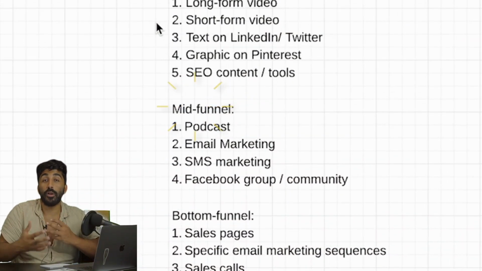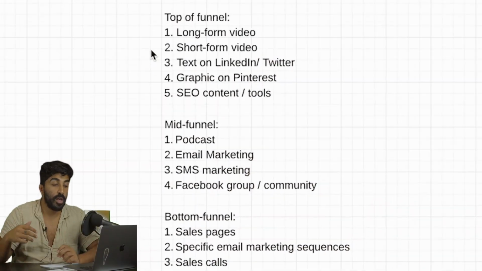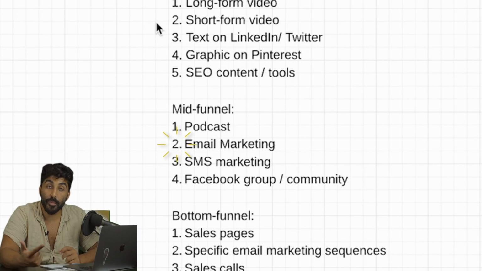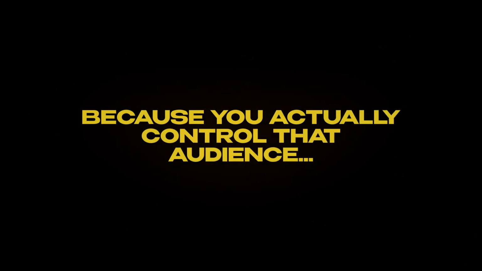For mid-funnel, where you're aiming to build more of a connection with your audience and lightly sell them on things as well, or move them down further in the funnel, I would suggest podcasts, email marketing for sure, where you send them emails and stay top of mind that way. Why? Because you actually control that audience and you're not at the whims of some algorithm. SMS right now has open rates of 90+%. And then Facebook group or community. I mean, all of these work. They're excellent ways to stay top of mind and also lightly sell and market to your audience.